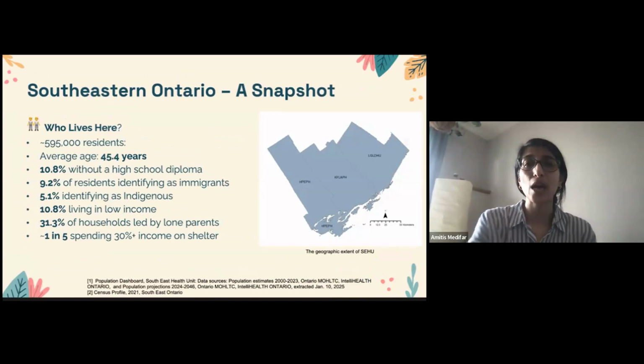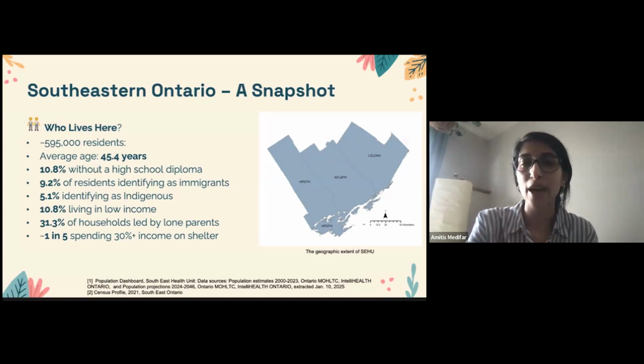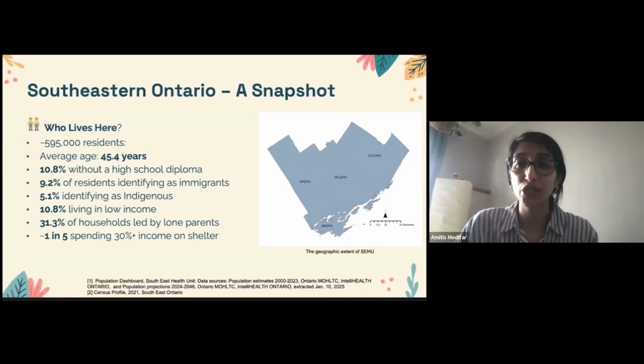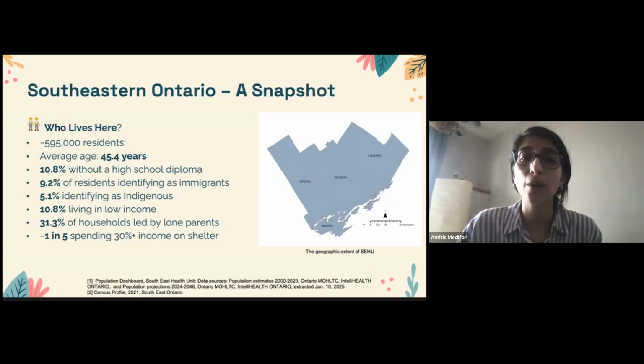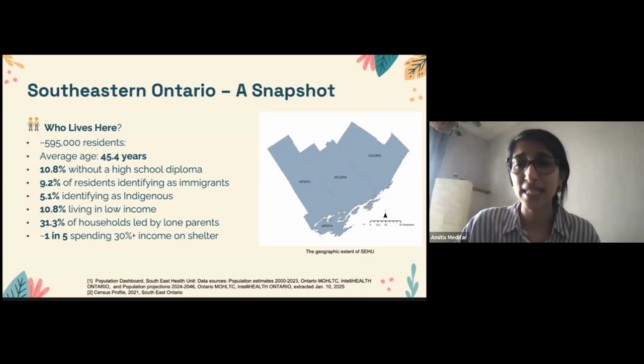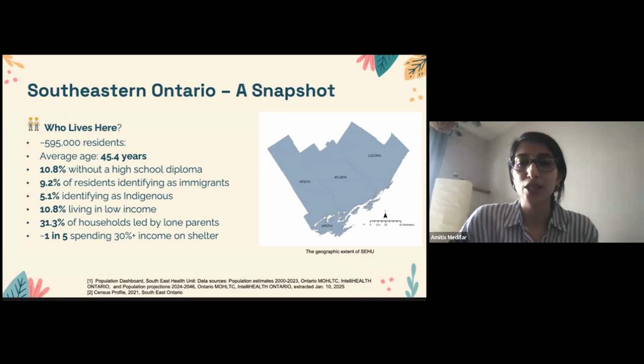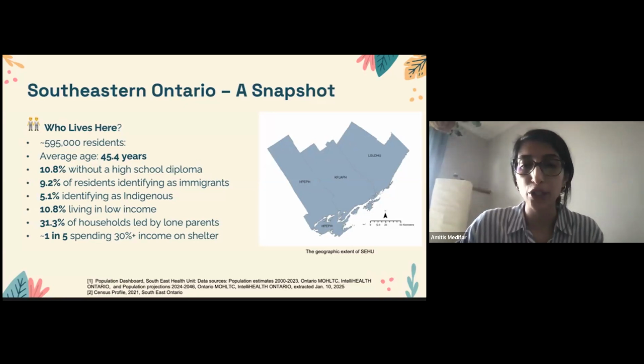Southeastern Ontario is home to just under 600,000 residents. The population here is aging. The average age is about 45 years. And there are a few key demographic characteristics that really shape the equity landscape here. As you can see over here, each of these statistics points to broader social conditions that influence people's ability to live healthy lives. And the reality is that these challenges aren't experienced equally across the population.